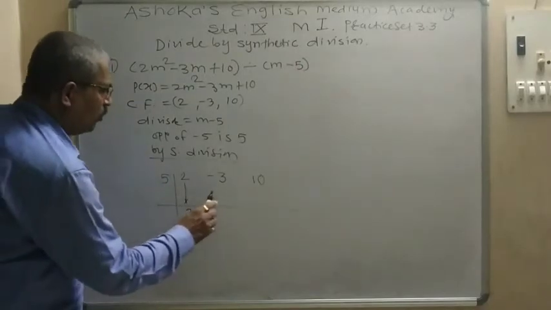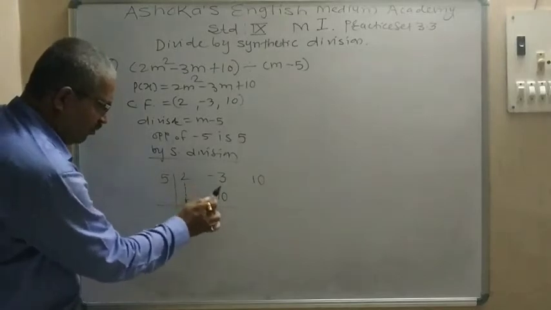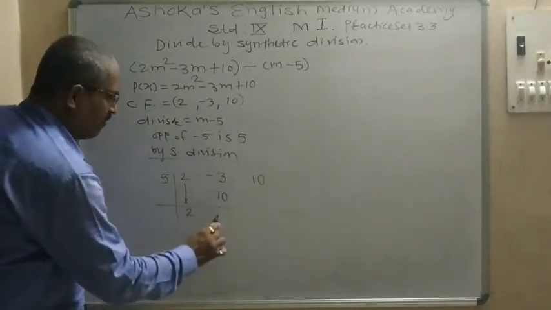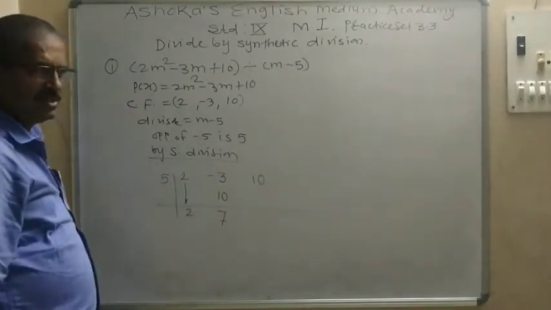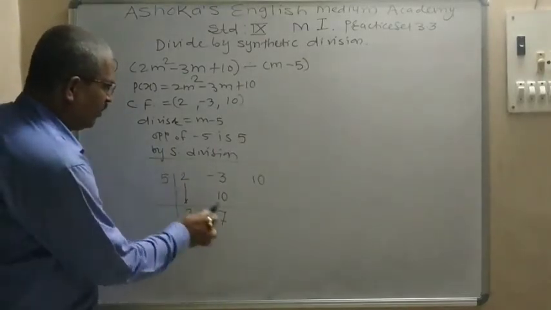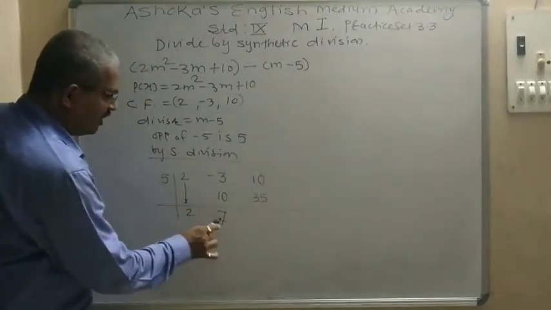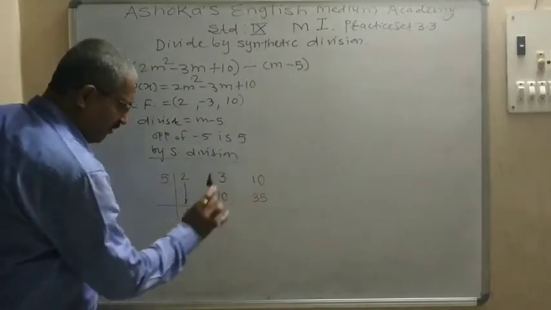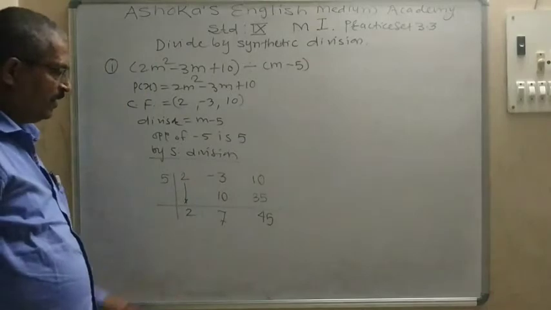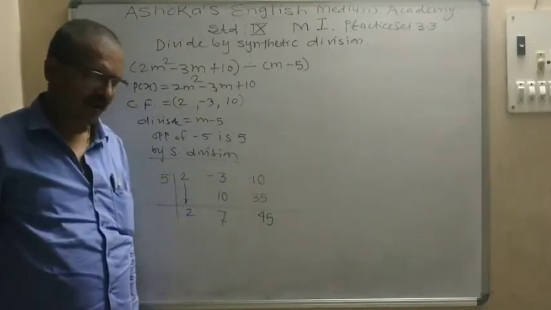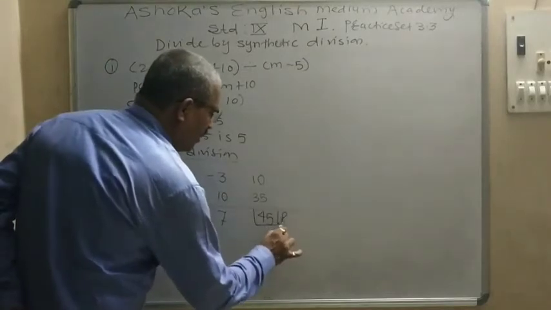5 into 2, 5 2s are 10. 10 minus 3, 7 will remain. Now 7 into 5: this 5 is multiplied with this 7. 7 5s are 35. Means what is 10? 10 plus 35, addition is done, 45. This last term is called the remainder.